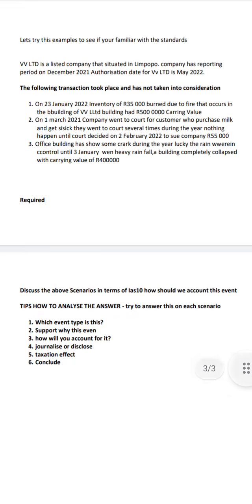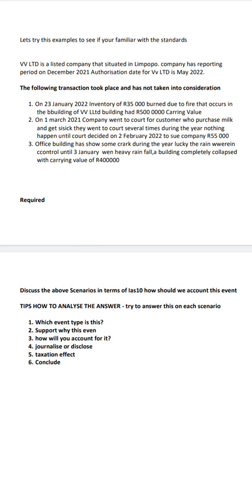Required: discuss the above scenarios in terms of IAS 10. How should we account for this event? Alright, so this is a discussion question. So I wrote some tips myself on how you should analyze each scenario so that you will be able to write many points. Remember, if you just start by concluding, you won't earn many marks, because you have to write many points. Alright, so this is how to analyze the answer.